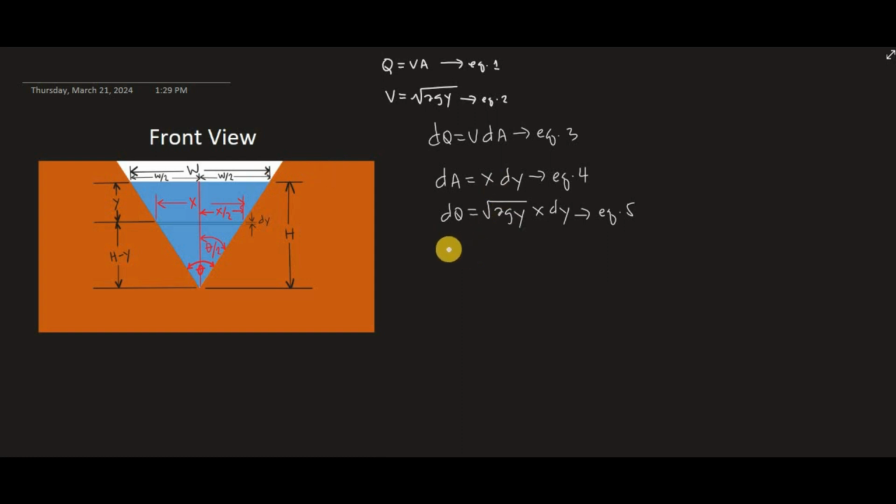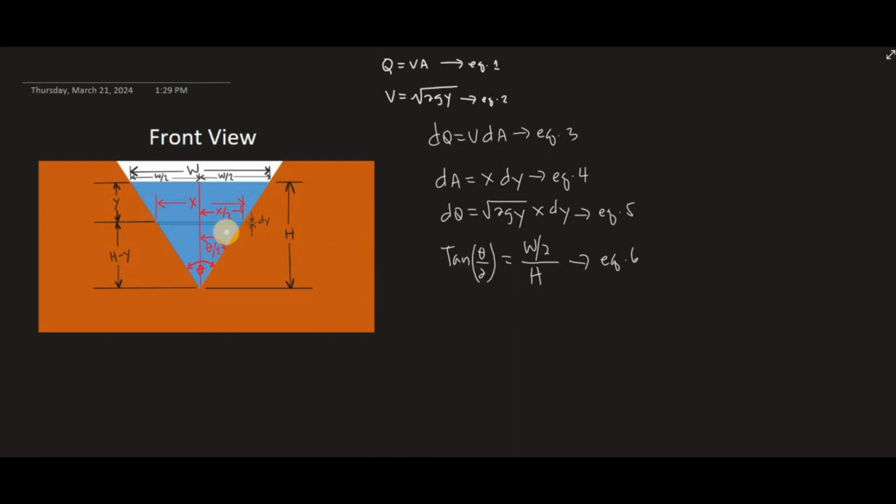We can say that tangent theta over 2 is equal to w over 2 over h. Now, the opposite side to this angle, theta over 2, is w over 2, and the adjacent side to this angle is h. So, this is the equation for the tangent of theta over 2.